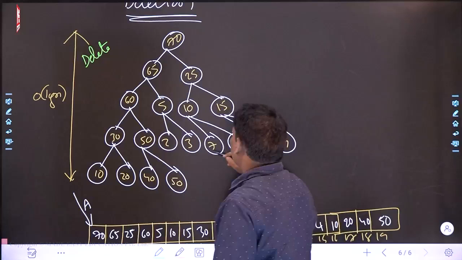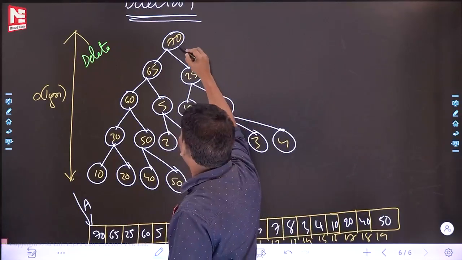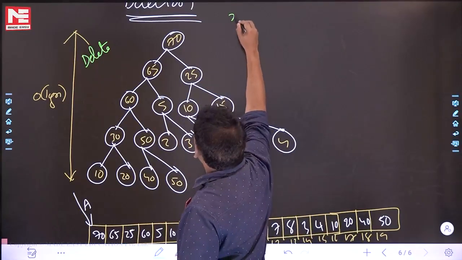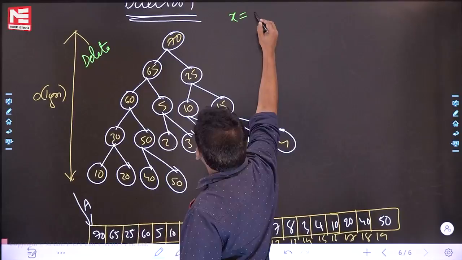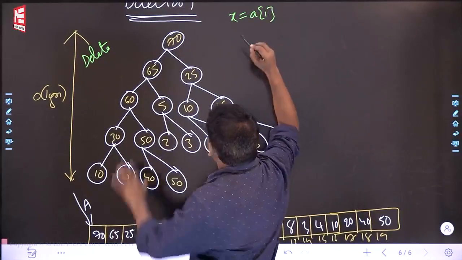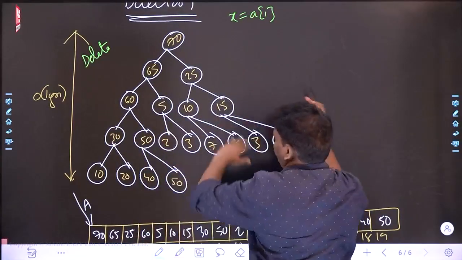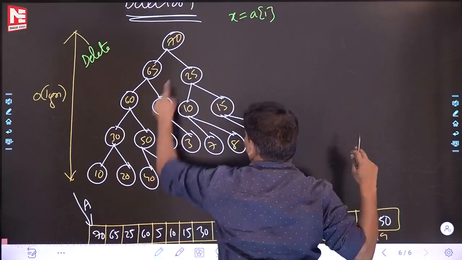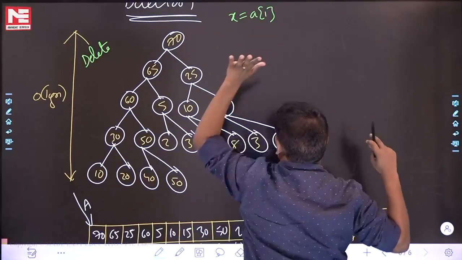Deleting from a max heap tree is nothing but deleting the root. See this one, deleting the root. Who is the root? X is equal to A of 1. Everyone knows, this is an array only. Same here. What is the A of 1? 70. 70 will be stored somewhere.